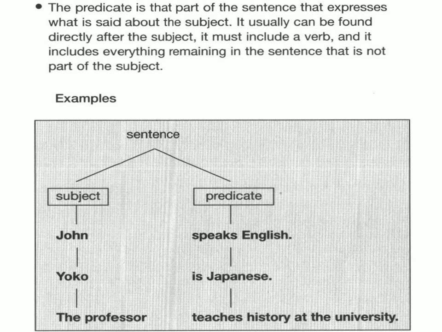John speaks English. In this sentence, our subject is John, and the predicate is speaks English. In Yoko is Japanese, our subject is Yoko, and our predicate is Japanese. The professor teaches history at the university. Our subject is the professor, and our predicate is teaches history at the university.